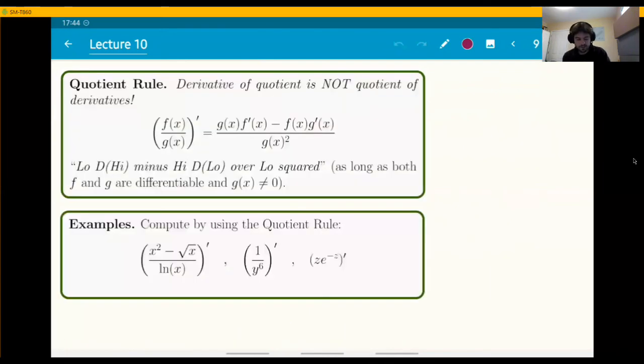Moving on. Quotient rule. This is kind of a big formula.